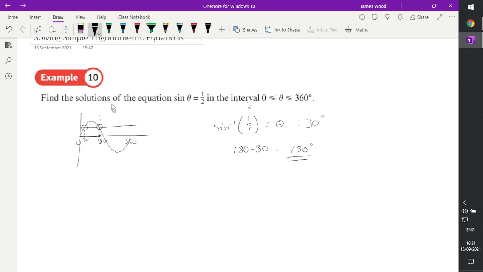I could even keep going further than that. Here we've been given the limits between 0 and 360, but in theory, this graph keeps going. So there is another solution here and another solution here. To find those two, because the graph of sine repeats itself every 360 degrees, I can take this solution and add on 360 to get to this one, or I can take this solution and add on 360 to get to this one. And I could keep doing that to find all the different solutions and all the different periods of sine.